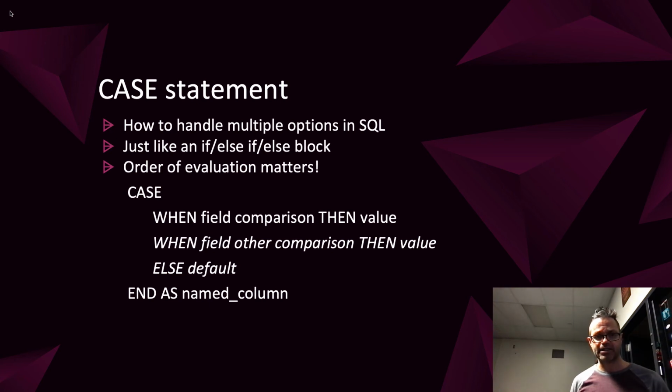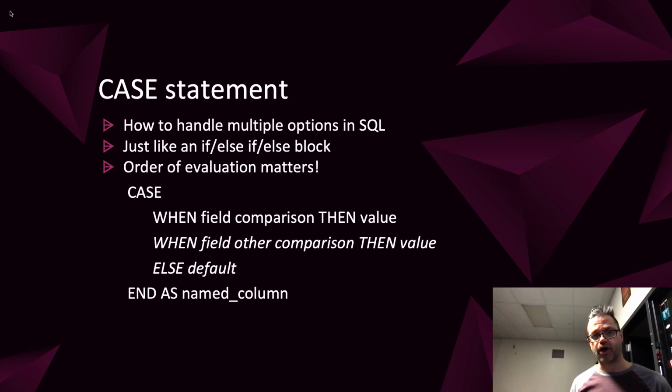And it goes case and then when, the field you're working with, the comparison you're doing, then the next keyword and the value you're attaching to it. The next and any further whens are all optional. That's why it's italicized right here. You can also have a default else for the default case. And then end, and then again, because I'm so picky, as whatever named column. So case, when, field, the comparison you're doing, the then, and then the value.